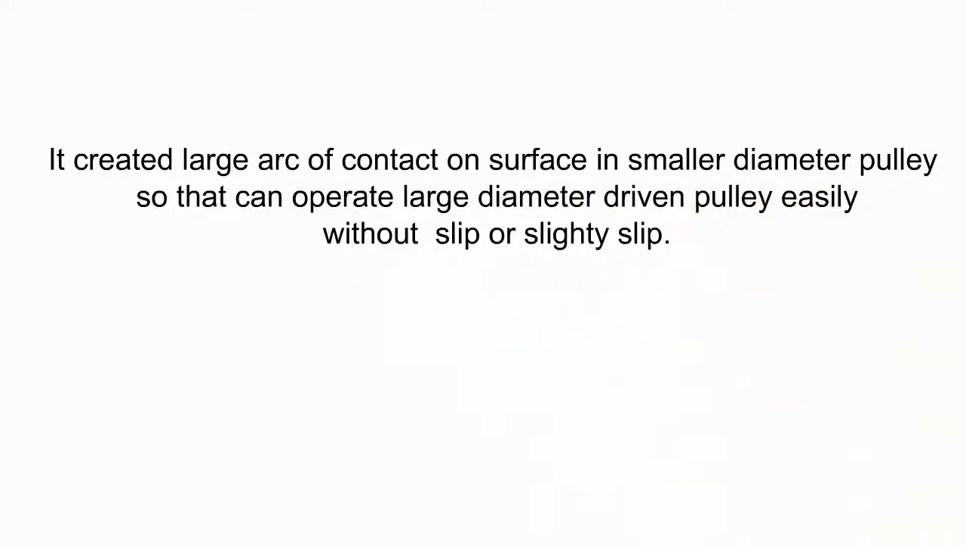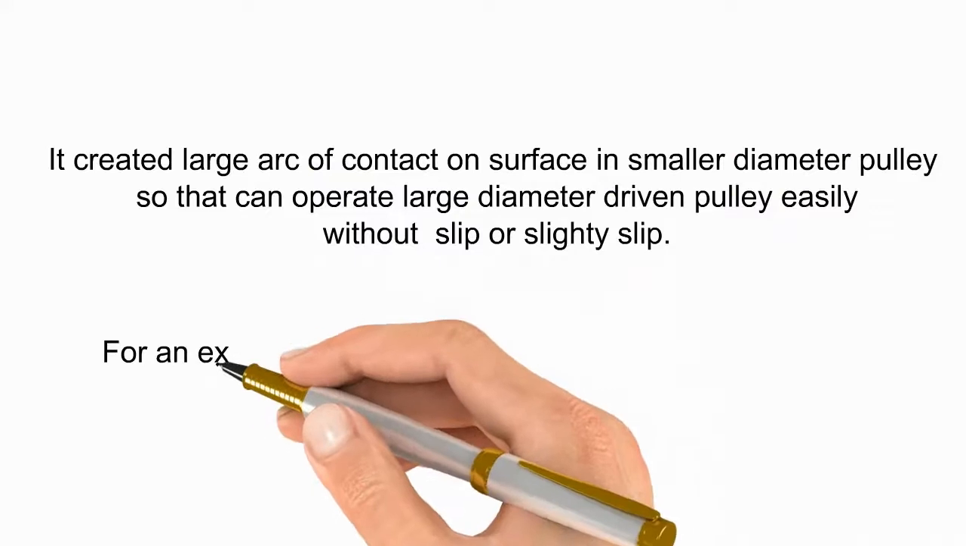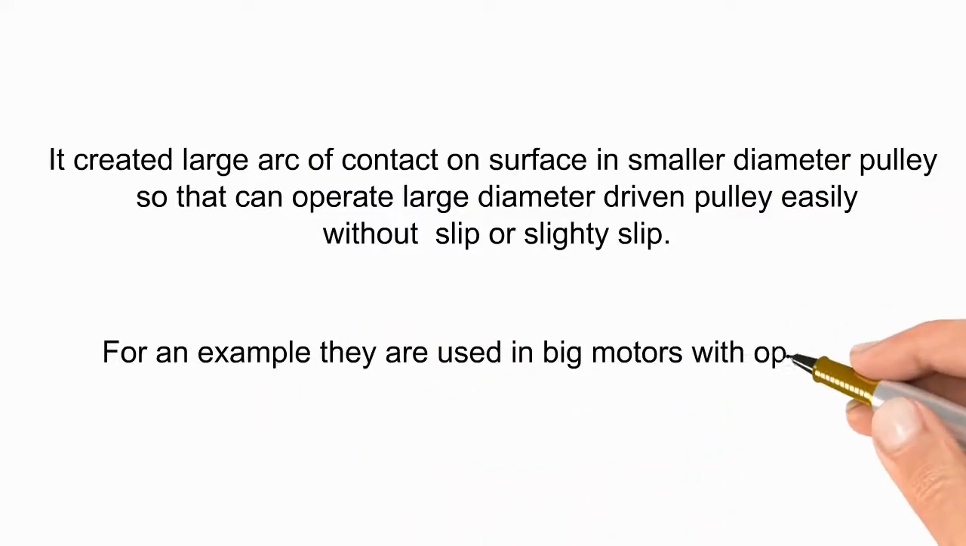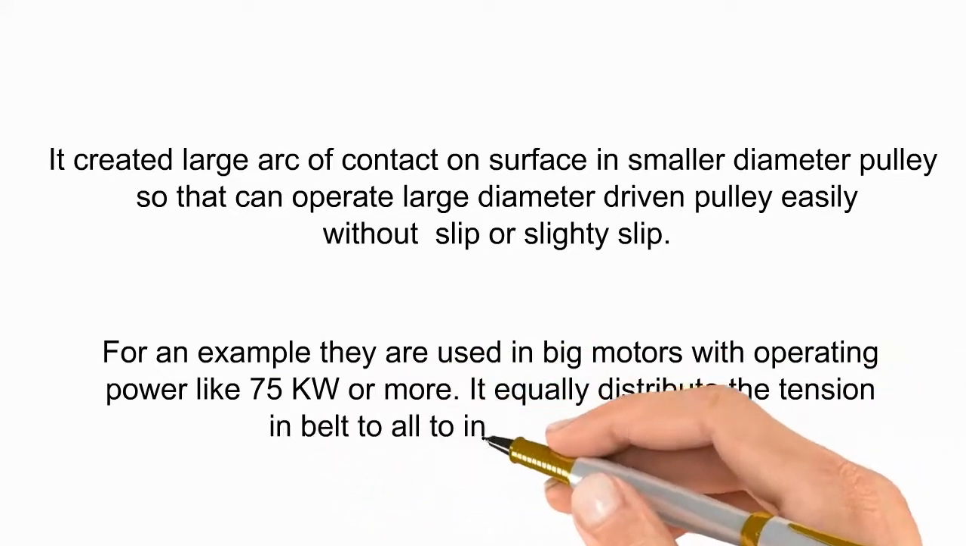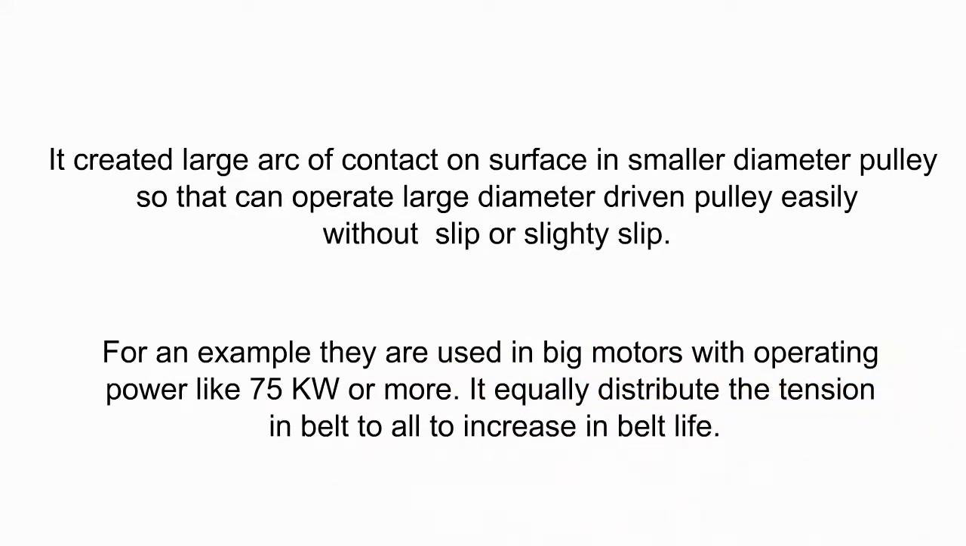so that it can operate a large diameter driven pulley easily without slip or with only slight slip. For example, they are used in big motors with operating power like 75 kilowatts or more. It equally distributes the tension in the belt to increase belt life.